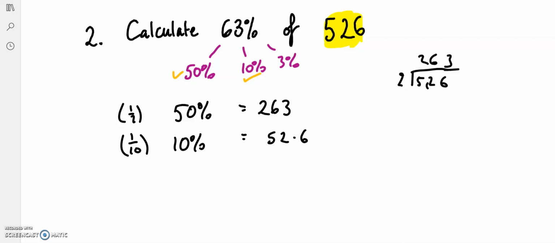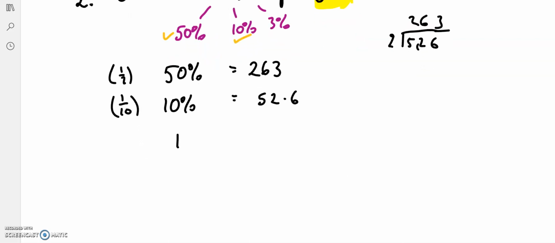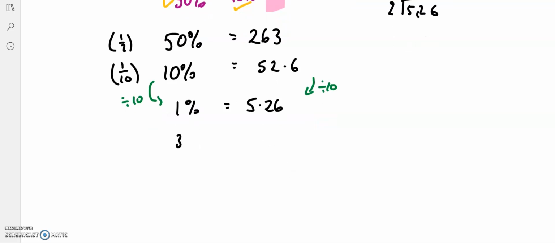How are we going to figure out 3%? Well, 3% is the same as 3 lots of 1%. If I know 10%, we can figure out 1%, because to go from there to there, we can just divide by 10. So 1% here is going to be 5.26. But remember, I didn't want 1%, I wanted 3%. So in order to get 3%, I'm now going to need to scale up. I'm going to need to times this value by 3.